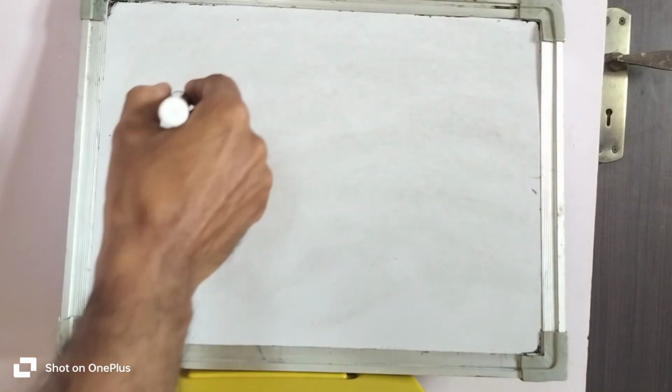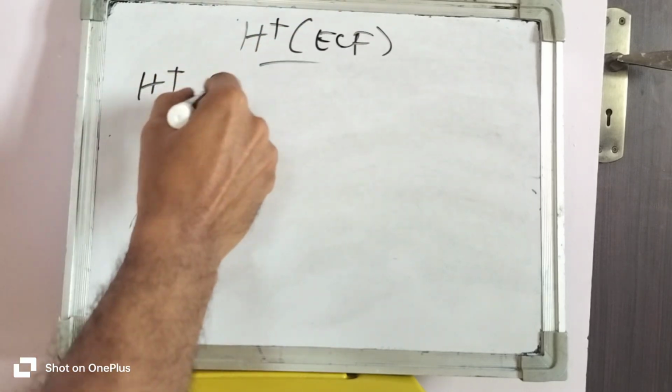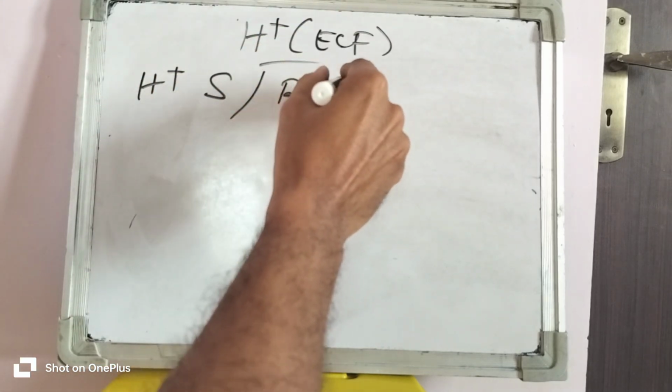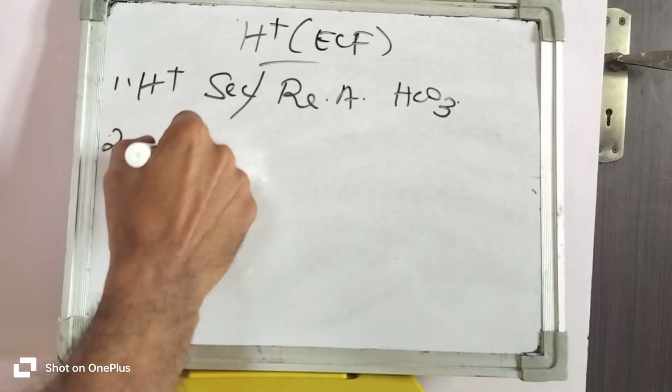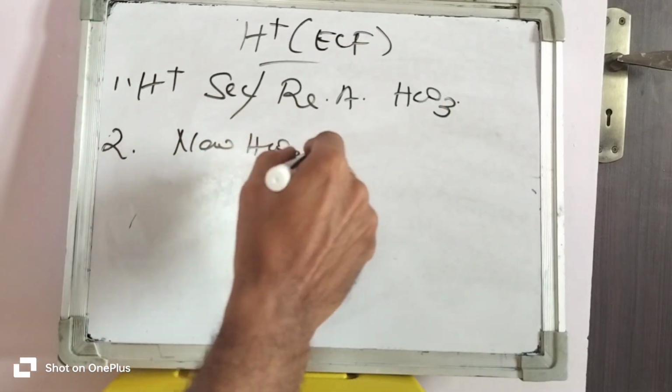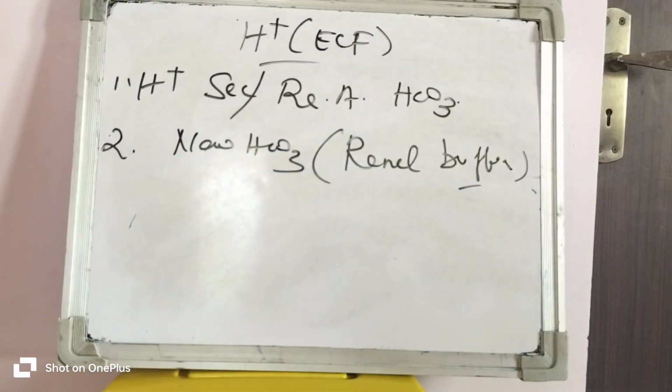So to sum up, the H plus ion in ECF is regulated either by H plus ion secretion and reabsorption of filtered bicarbonate. Second, by forming new bicarbonate. Here comes the role of the renal buffers, phosphate and ammonium buffer. They are very important buffers that eliminate the excess 80 milliequivalents of H plus ion, which is synthesized from the non-volatile acids.